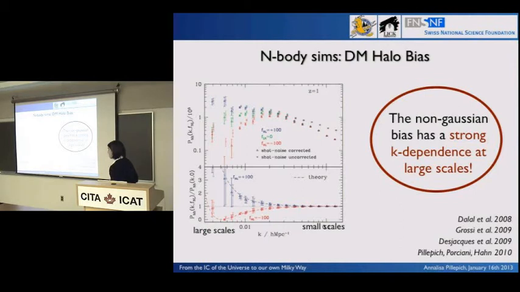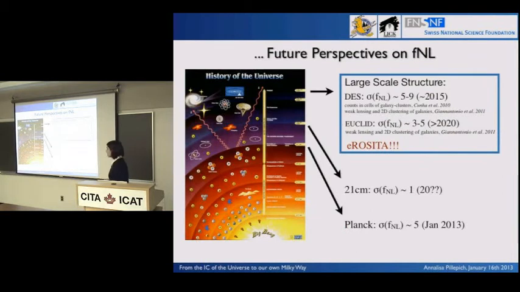And the effect of FNL is, at fixed scale, this deviation is higher for higher values of FNL. It's higher for higher redshift, and it's higher for higher masses. So it all goes with the variance of the halos. Okay, so we saw the effects on the dark matter halo mass function, the effect on the dark matter halo bias, and so people wanted to start to check how well can we do in constraining FNL utilizing this effect.